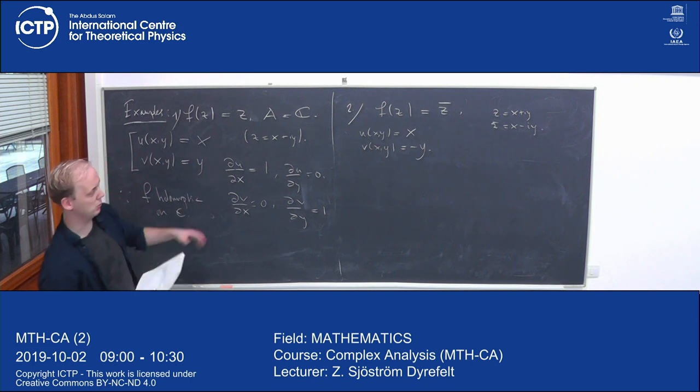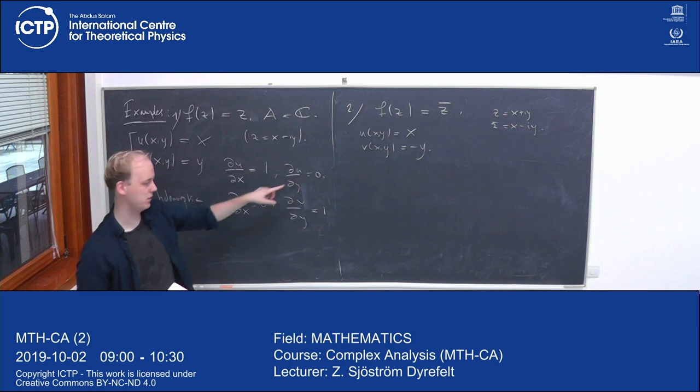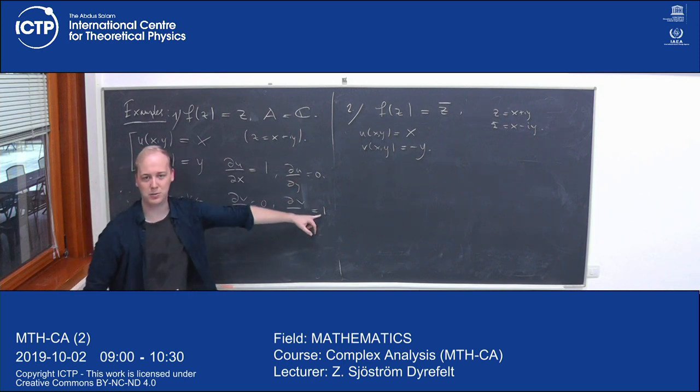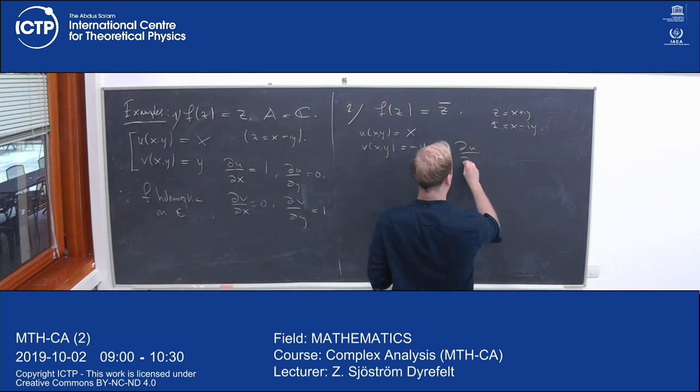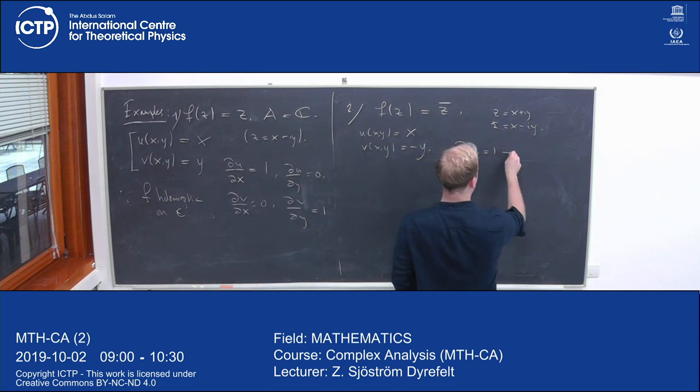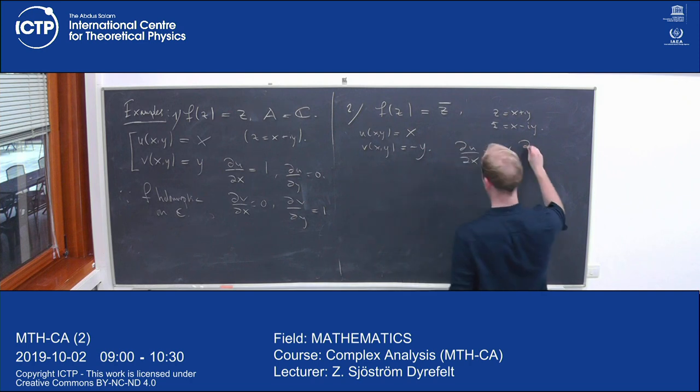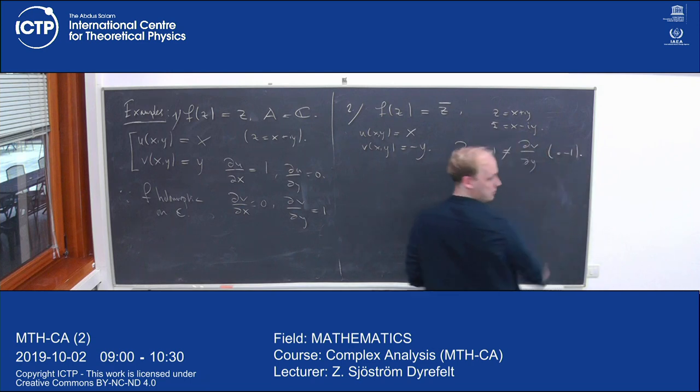So partial u, partial x and partial v, partial y are the same kind of thing, but here you will get the minus 1. So you will see that partial u, partial x is equal to 1, which is not equal to partial v, partial y, because this is equal to minus 1. Okay?